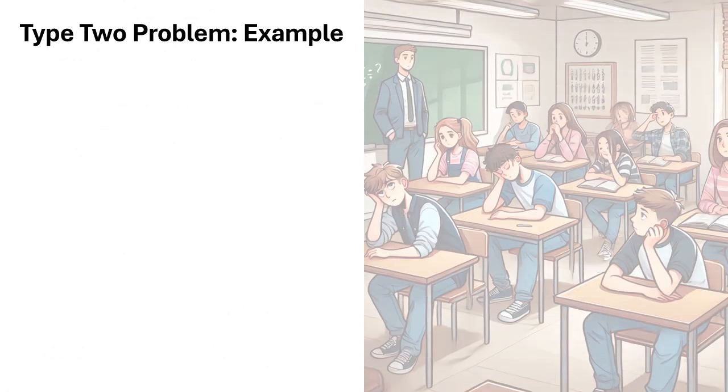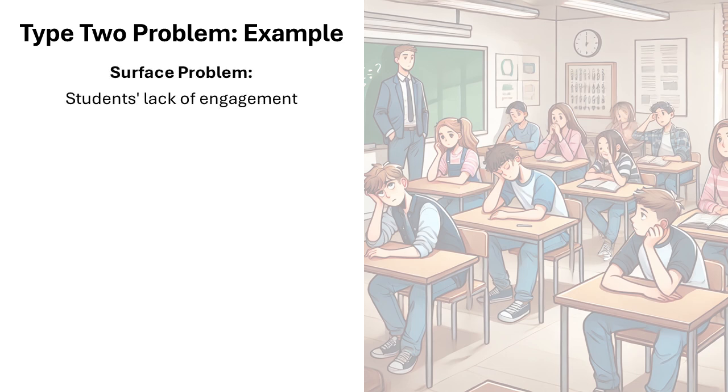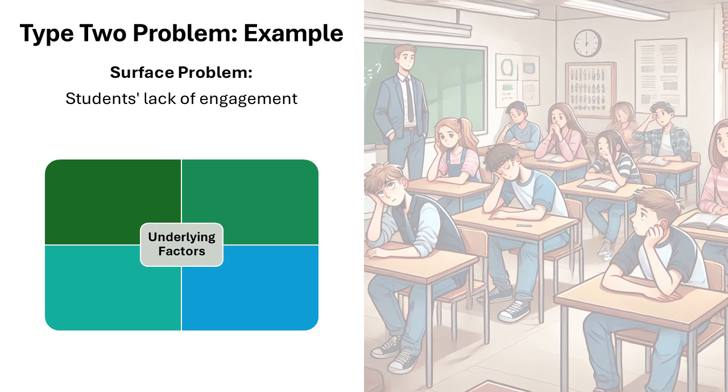Type 2 problems. On this slide, you'll see a more complex problem. This is a picture of a classroom with students who are not engaged in learning. At first glance, the problem appears to be the students' lack of engagement. However, this issue is just a piece out of a larger puzzle. The underlying problem involves multiple factors, including outdated teaching methods, lack of resources, large class size, and external issues affecting students' lives. These factors all contribute to the larger problem of poor educational outcomes.